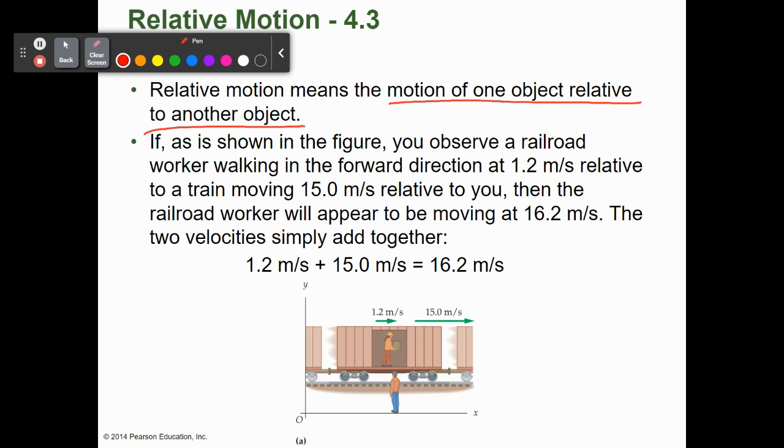You observe a railroad worker walking in the forward direction at 1.2 meters per second relative to the train, moving at 15 meters per second relative to you. So you are standing still. The train is moving and the worker is moving. So it appears that the worker is moving at 16.2 meters per second because since they're both going in exactly the same direction, it's really easy. You simply add the two magnitudes together. And of course, the direction will be the same direction as the train. Okay, so that's super easy.